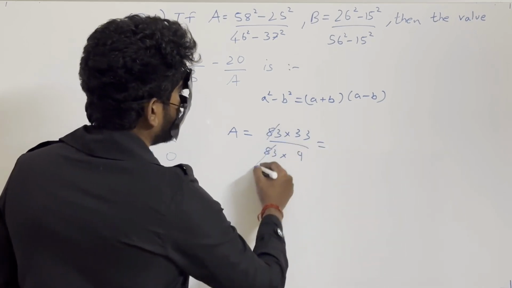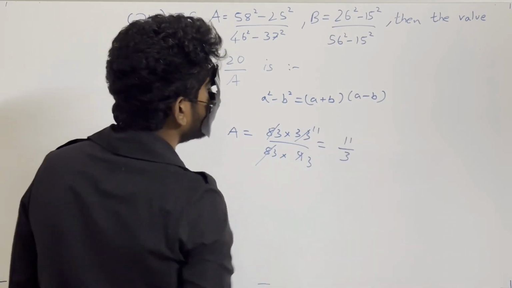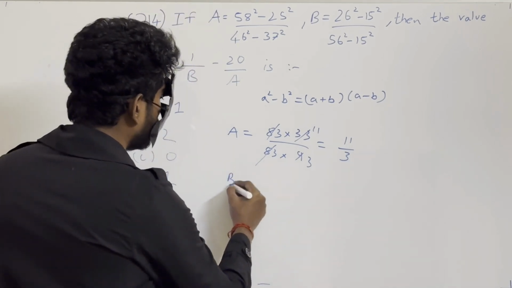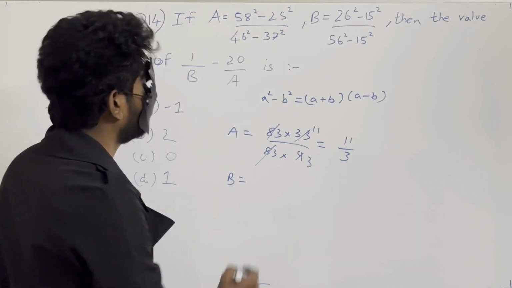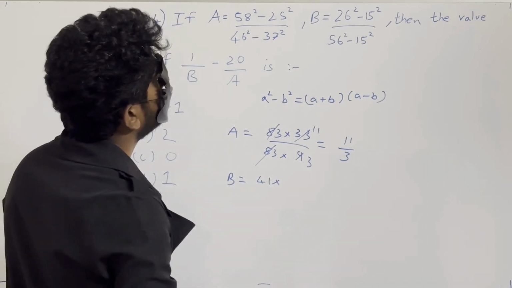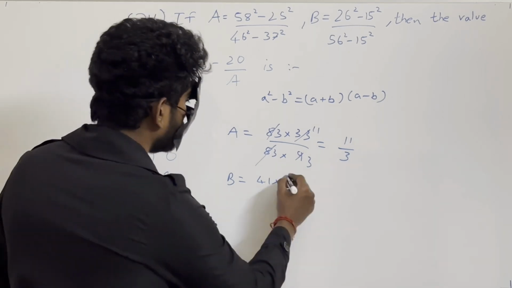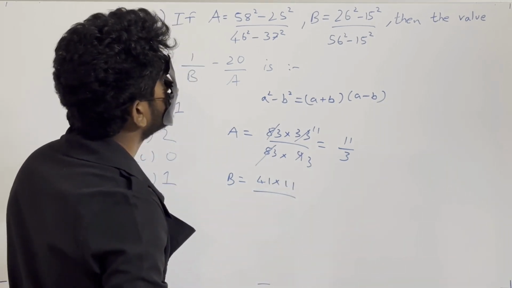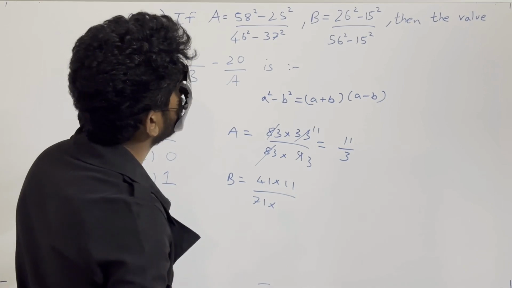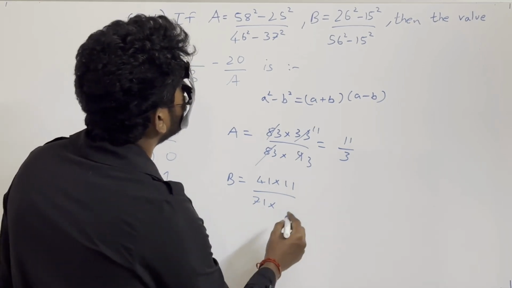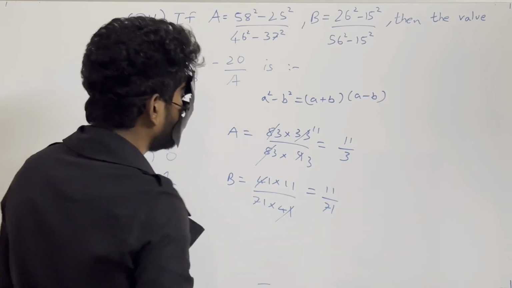Here the 83 will get cancelled, and here we will cancel by 3. 11 threes are 33, so this is nothing but 11 by 3. So A is equal to 11 by 3. Similarly we will find the value of B. B is nothing but 41 into 11 by 71 into 41. Here 41 will cancel, so this is nothing but 11 by 71.